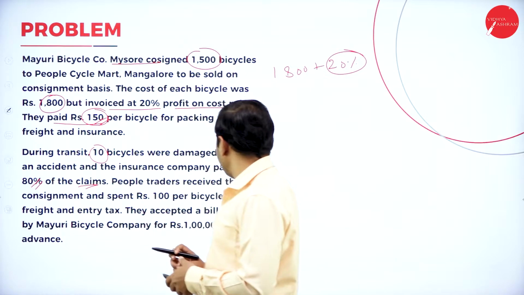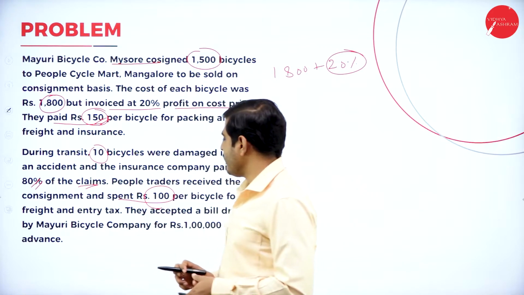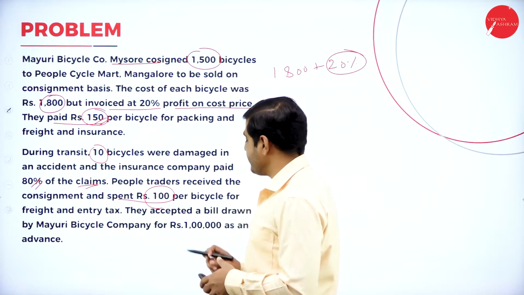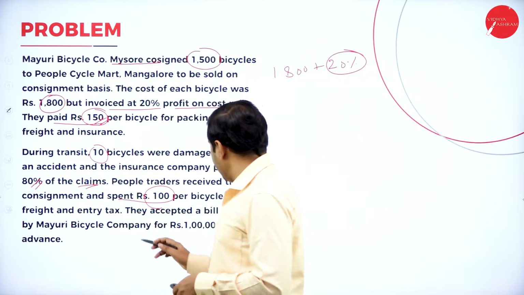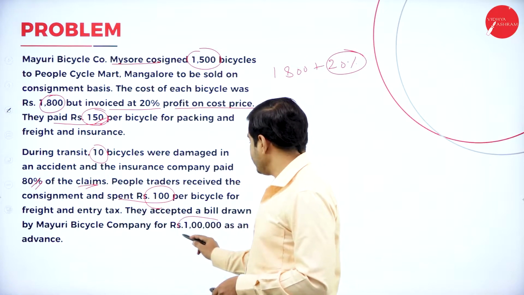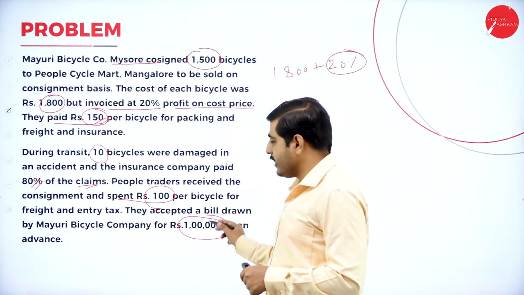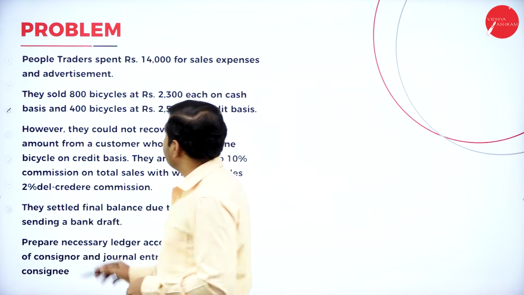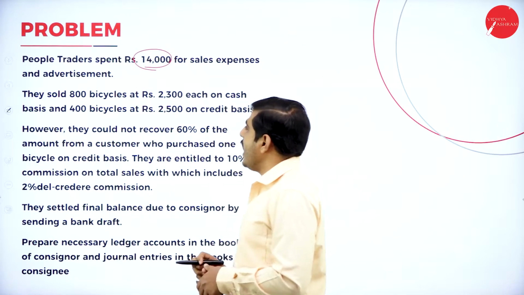The People Traders received the consignment and spent rupees 100 per bicycle for freight and entry tax. So it is a direct expense of rupees 100 per bicycle, spent by the consignee. They accepted the bill drawn by Mayuri Bicycles Company for 1 lakh rupees. This is the security deposit which has to be paid by the consignee to the consignor in the form of bills receivable as an advance.